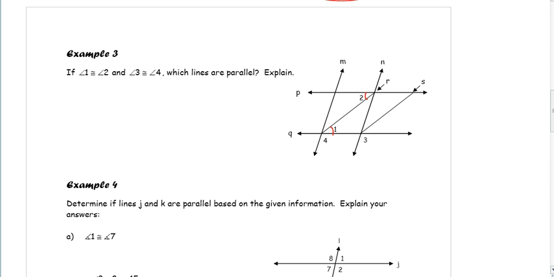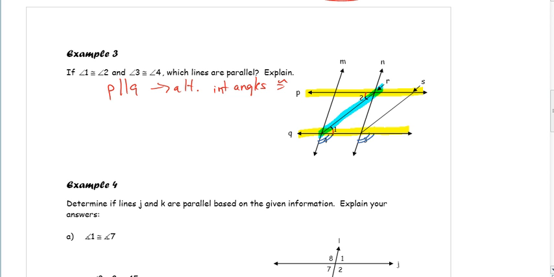3 and 4 are congruent. Which lines are parallel? Okay, so there could be more than one. Again, figure out where your transversals are. If 1 and 2 are congruent to each other, we know we have alternate interior angles over that transversal. They're alternating over it, in between these two lines. So we know that those two lines have to be parallel to each other because we have alternate interior angles that are congruent.